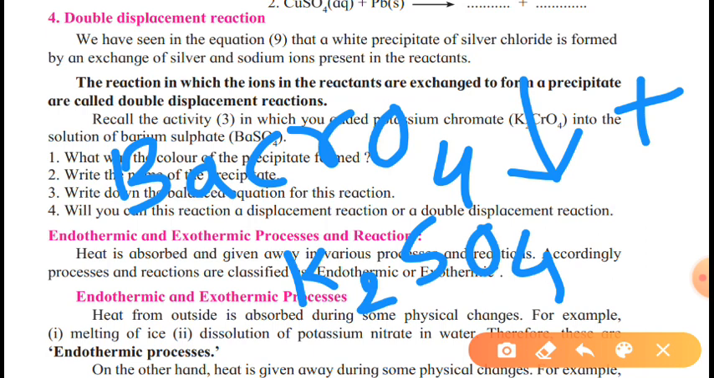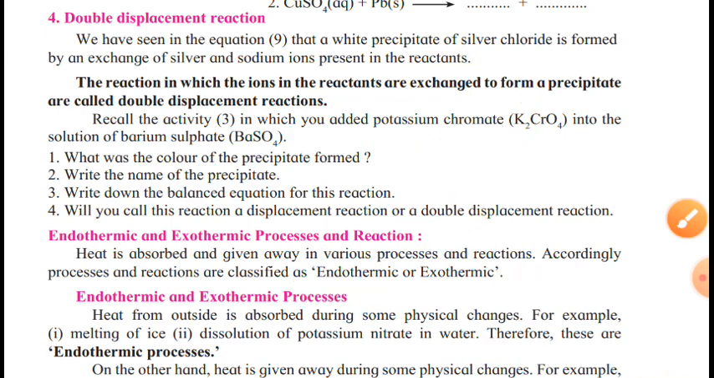This is barium chromate, BaCrO4, which is a precipitate denoted by the downward arrow. It does not dissolve in water. This is a yellow colored precipitate. Hence we said that there is formation of precipitate, hence it is called a double displacement reaction.